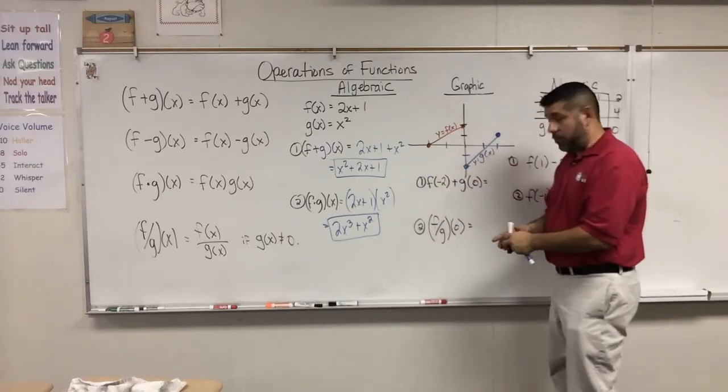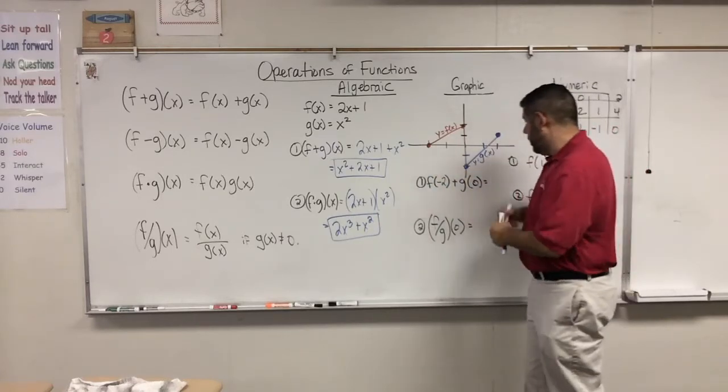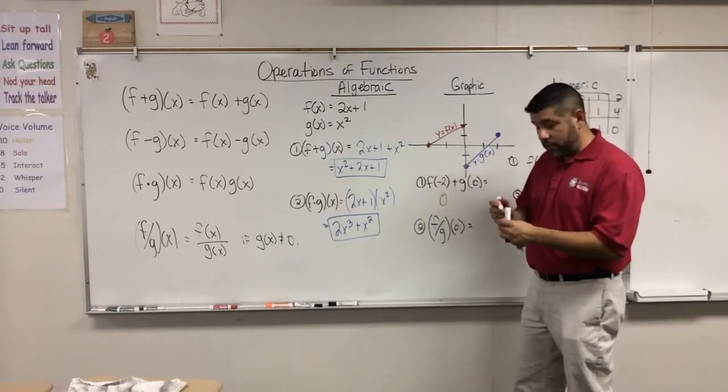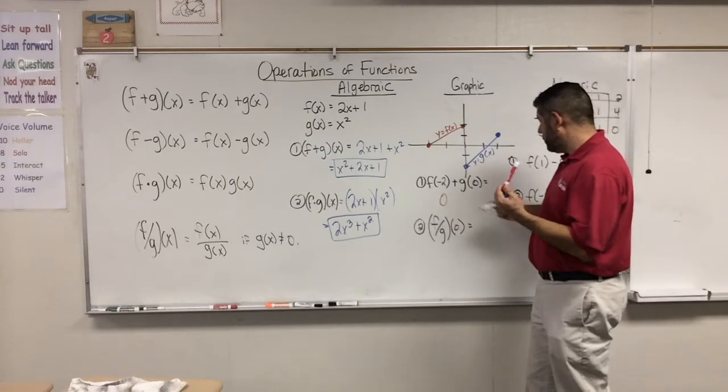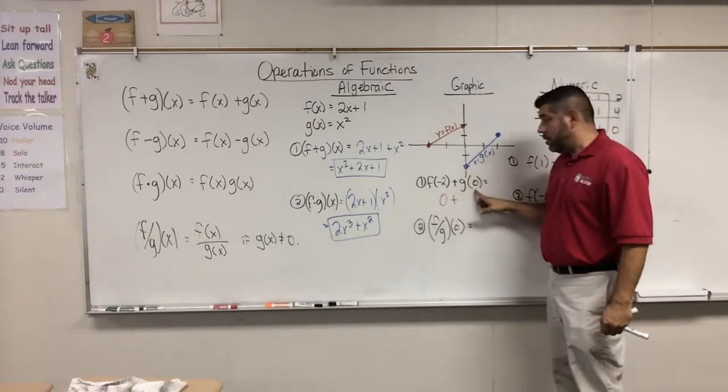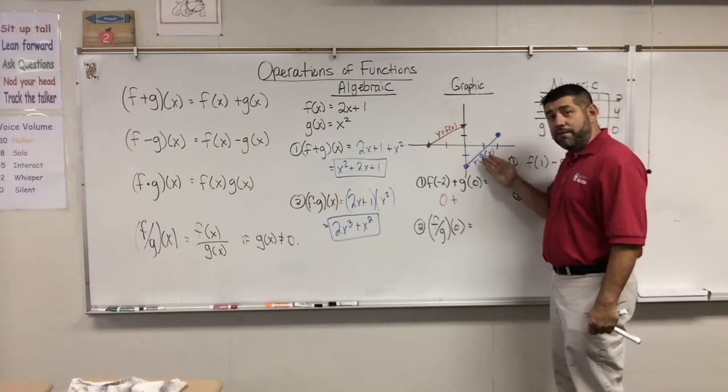Well, it's going to be 0, right? So the y value here is 0. So that's what f of negative 2 is. It's that value. It's 0. Plus, what is the y value for x equals 0 on the g function?